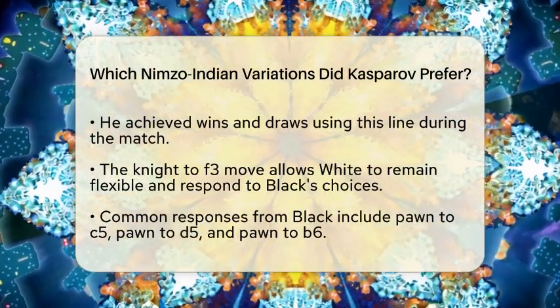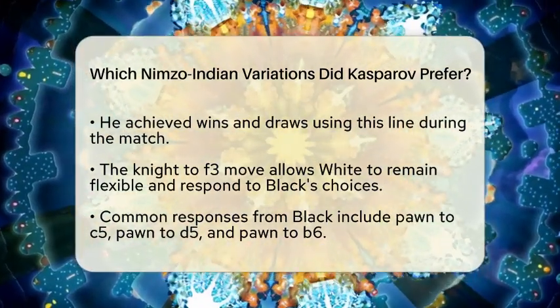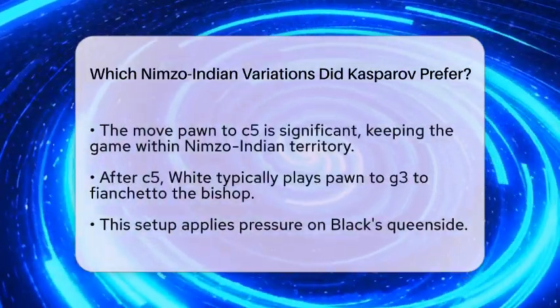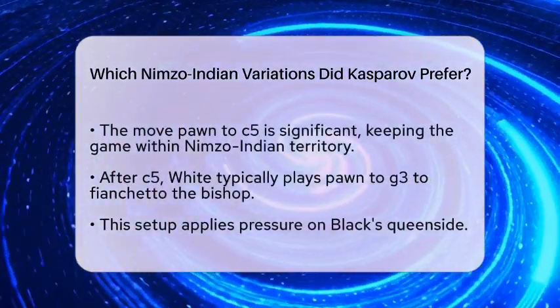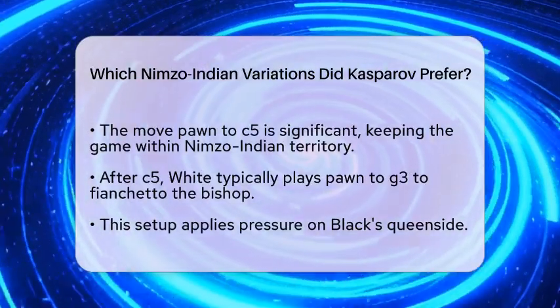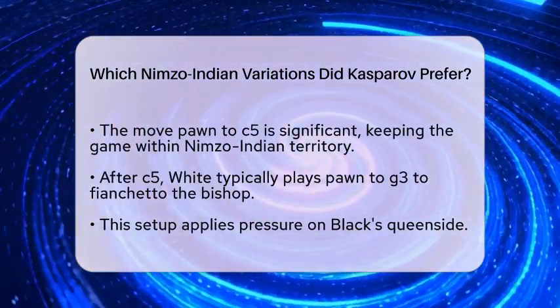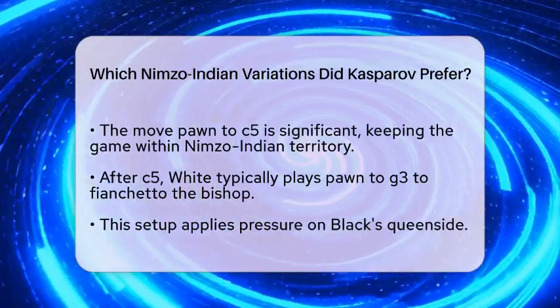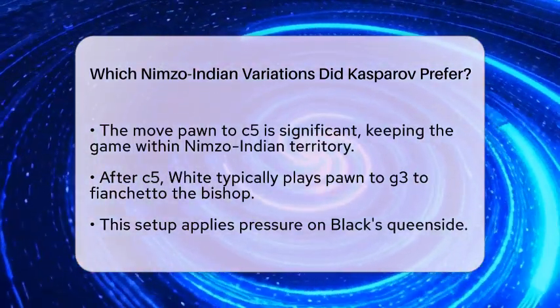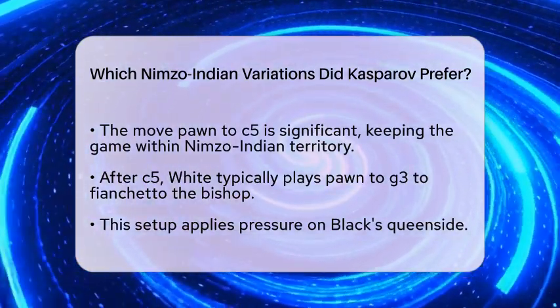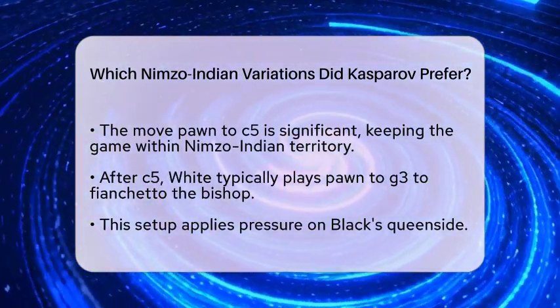This setup puts pressure on black's queenside. The main line continues with moves such as pawn takes d4, knight takes d4, castling kingside, and then pawn to d5. In this structure, black has exchanged some central pawns, but white's bishop on g2 exerts long-range pressure, especially on the queenside. White can follow up with moves like queen to b3 to increase that pressure.